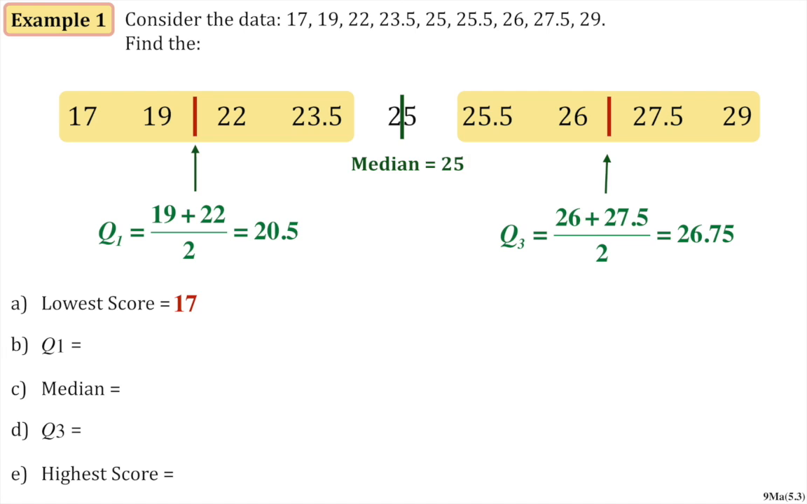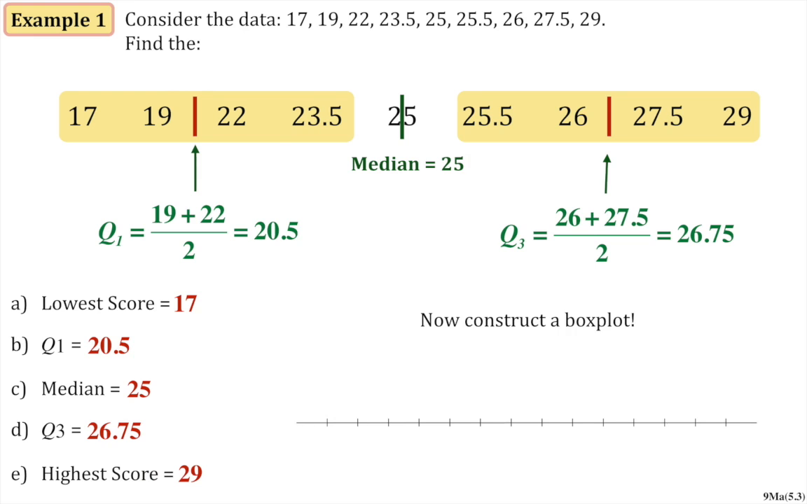So the lowest score is 17, Q1 is 20.5, the median's 25, Q3 is 26.75, and we can see that the biggest number on the end is 29. So that's my data, and I've got my 5-point summary now. Now we can do a box plot.